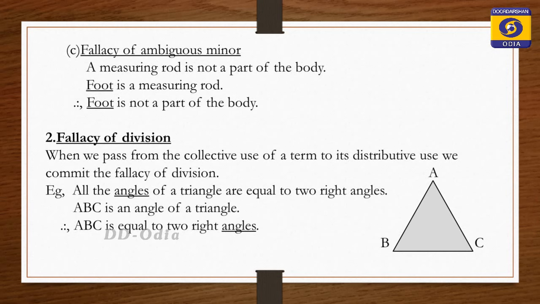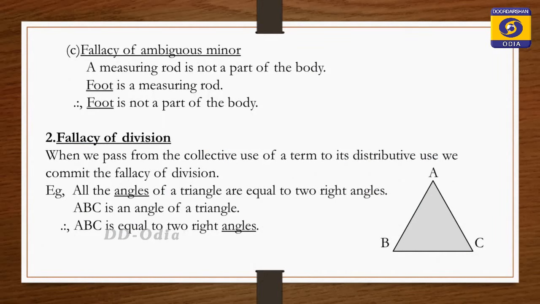In the next proposition, we say ABC is an angle of a triangle. ABC means which angle we mean? We mean only B angle. We mean only one angle. So, ABC is an angle of a triangle. So, here we say angle. Angle is used here distributively. Distributively means separately. So, in the major premise, angles is used collectively. In the minor premise, angle is used distributively.